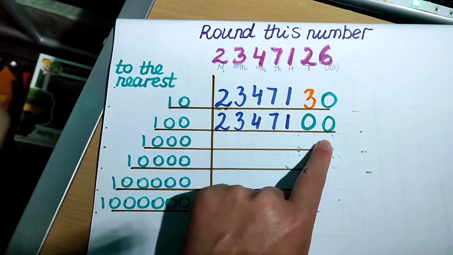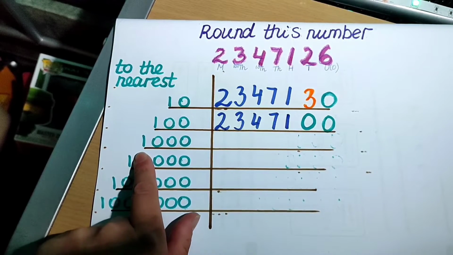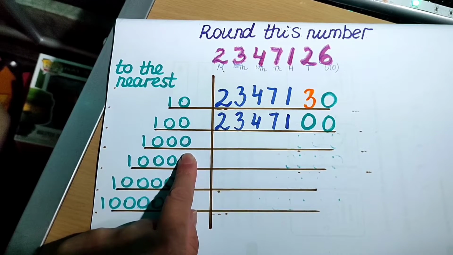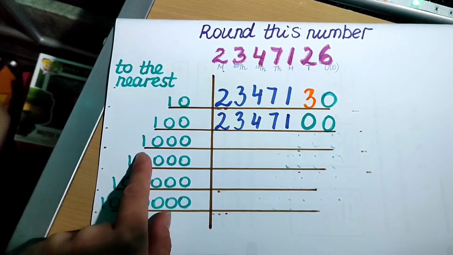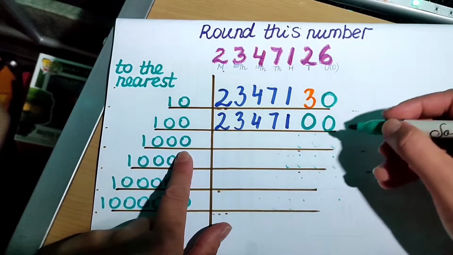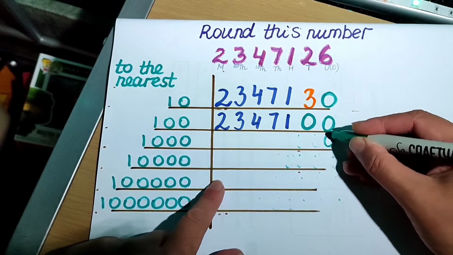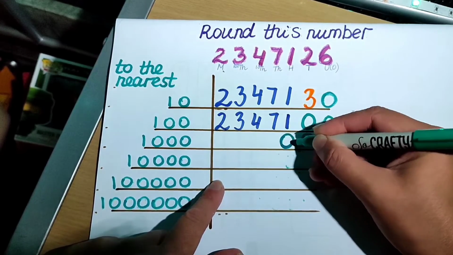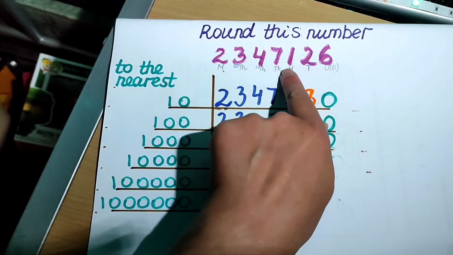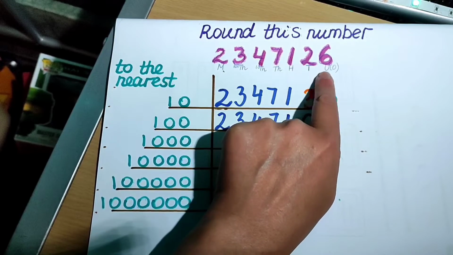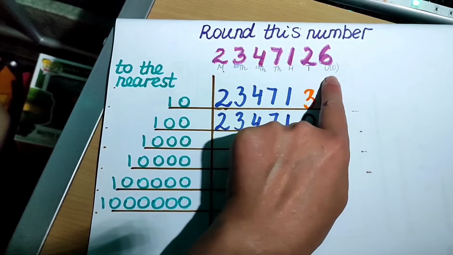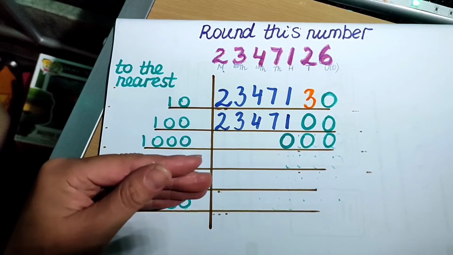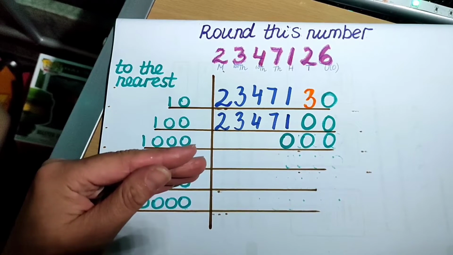So this original number rounded to the nearest 100 is going to be 2,347,100. Now let's round this original number to the nearest 1,000. 1,000 has 3 zeros at the end, so when we round our number to the nearest 1,000, it should have 3 zeros at the end, because we are not interested in hundreds, tens and units. We only want to know approximately how many thousands there are, up to the thousands.